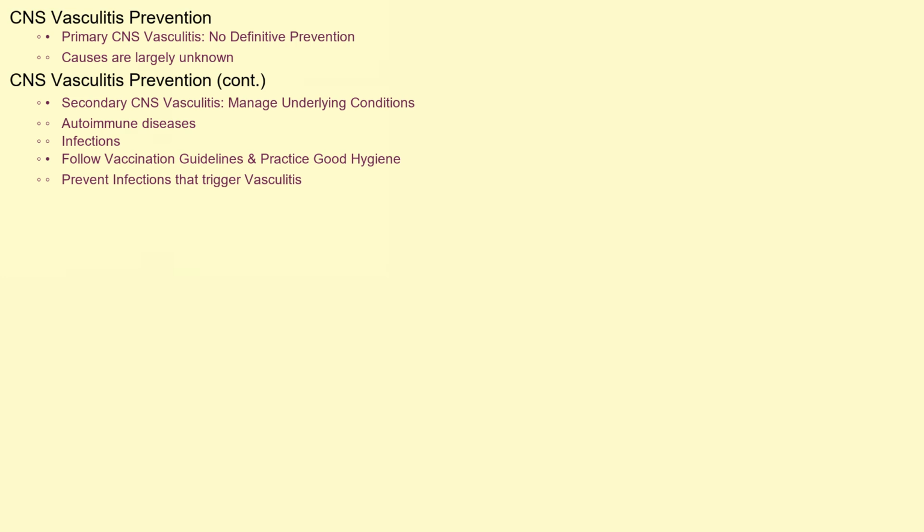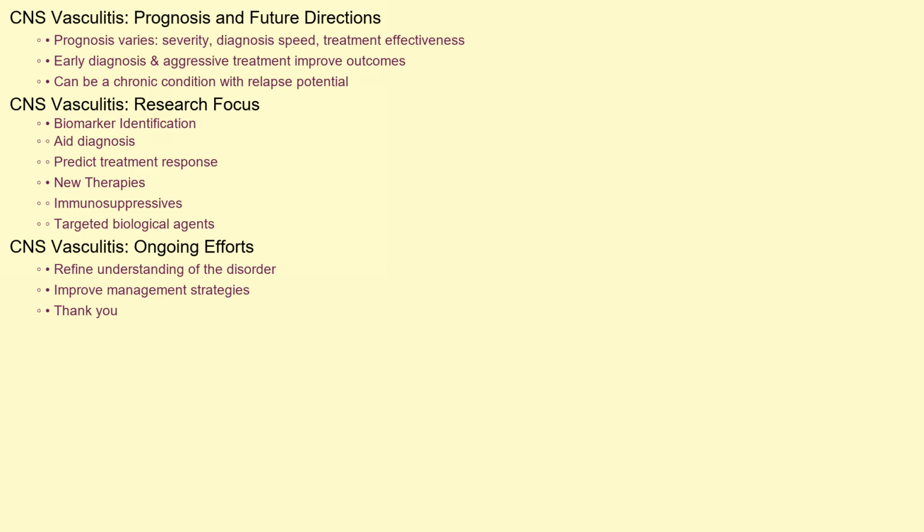Unfortunately, there is currently no known way to definitively prevent primary CNS vasculitis, as its causes are largely unknown. For secondary CNS vasculitis, managing the underlying conditions, such as autoimmune diseases or infections, can help reduce the risk. Following recommended guidelines for vaccinations and practicing good hygiene can also help prevent infections that may trigger vasculitis in susceptible individuals. The prognosis of CNS vasculitis varies depending on the severity of the disease, the promptness of diagnosis, and the effectiveness of treatment. Early diagnosis and aggressive immunosuppressive therapy can improve outcomes. However, CNS vasculitis can be a chronic condition with potential for relapse.